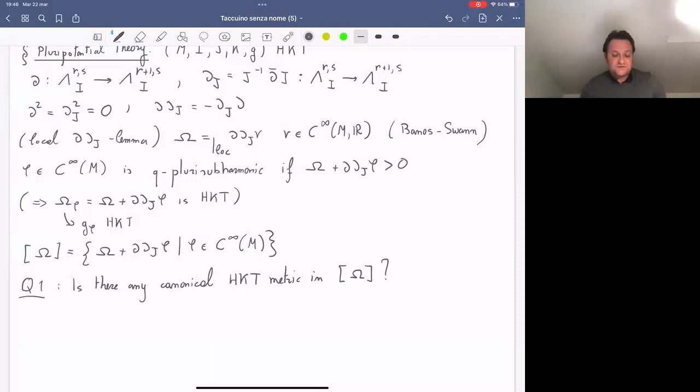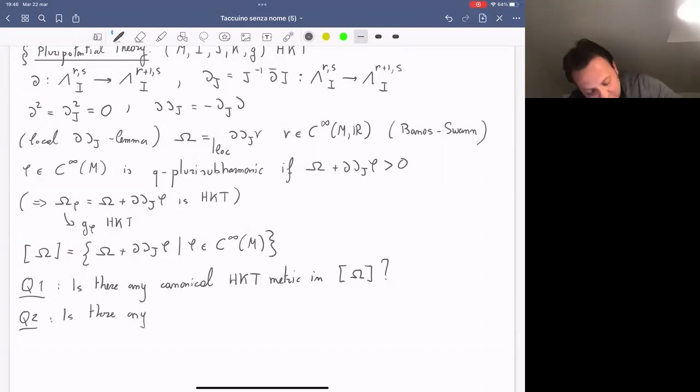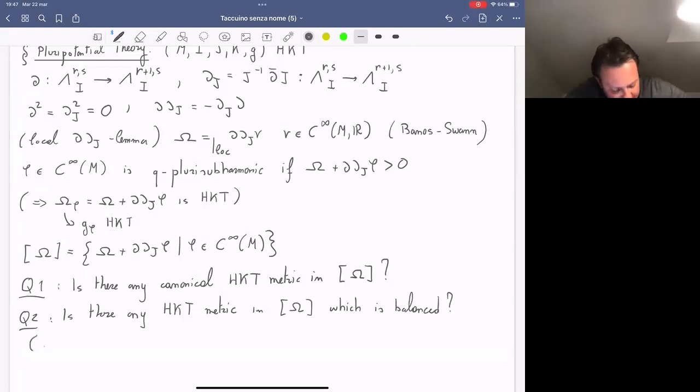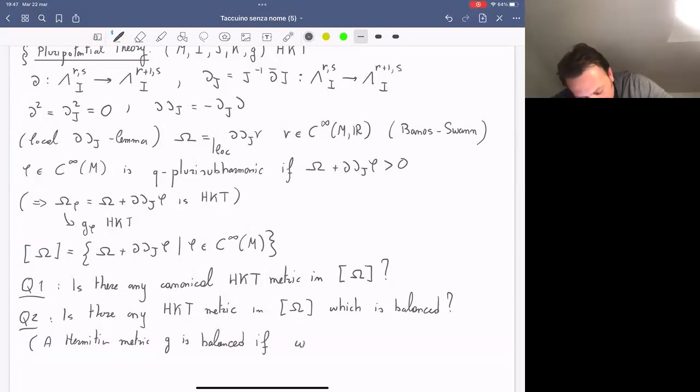And well, the second question, which is strictly related to this question, is: is there any HKT form, okay, I call it an HKT metric by identifying the form with the metric, omega, which is balanced. So here I will call a Hermitian metric G balanced if its fundamental form omega is d-closed.